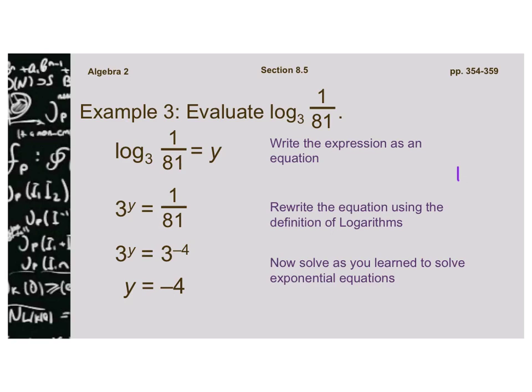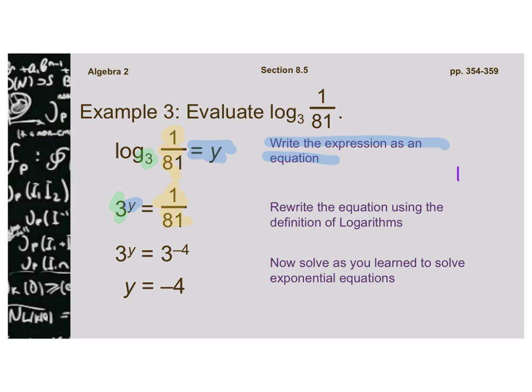Now, evaluate log base 3 of 1 over 81. Well, first thing we do is we write the expression as an equation. Okay, that means I give it an equals y. Next, we rewrite the equation using the definition of the logarithm. In other words, the base to the outie is equal to the innie.